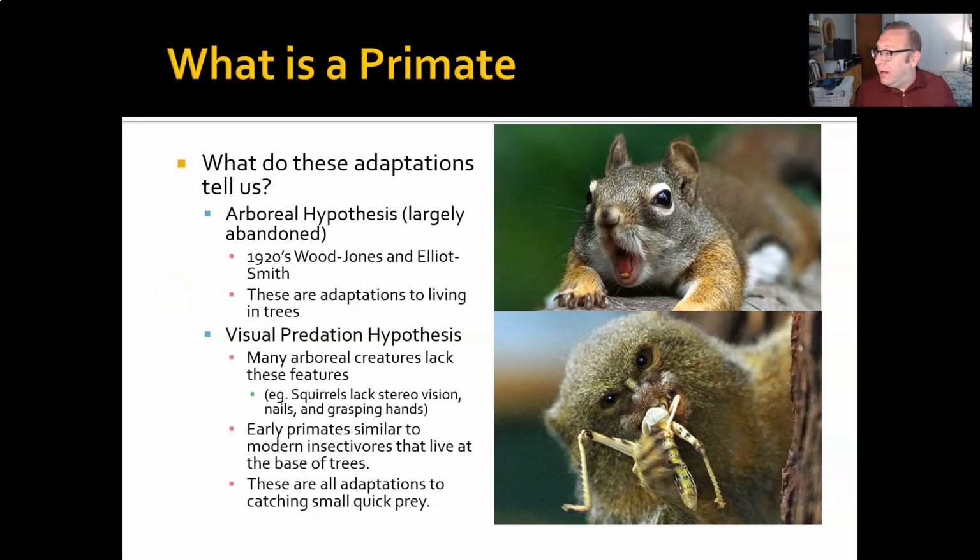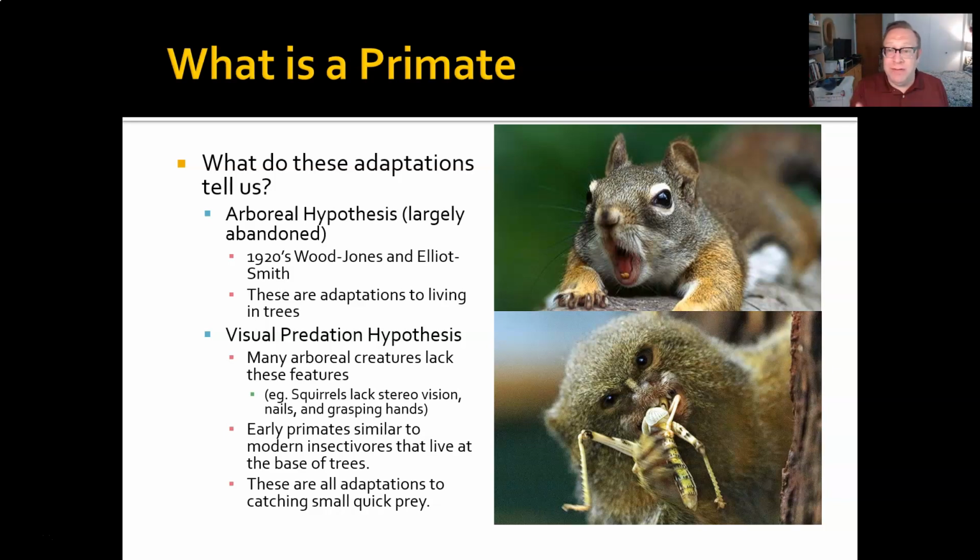Now, these last several traits are ones that the explanation for which has been debated for a long time. Originally in the 1920s, one explanation that came up was the idea of the arboreal hypothesis. This has largely been abandoned at this point. Wood Jones and Elliot Smith, those are both last names, held that these are all traits for living in trees.